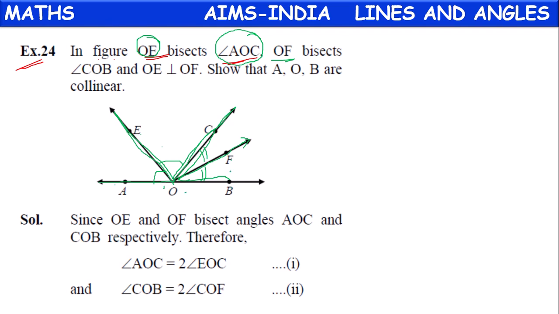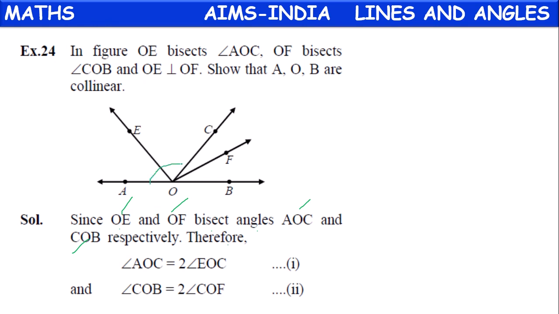Then we have to show that A, O, B are collinear. AOB lies on the same straight line. They are collinear. That we have to prove. So OE and OF bisect angles AOC and COB respectively.